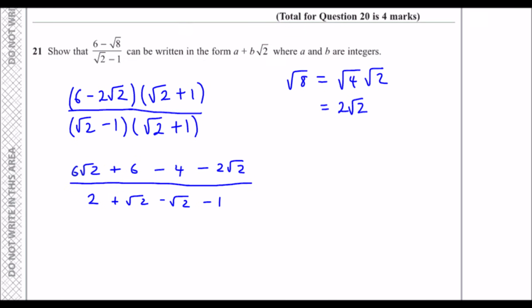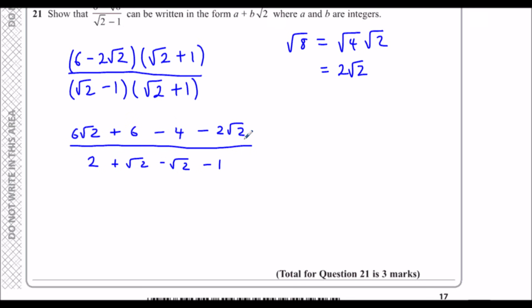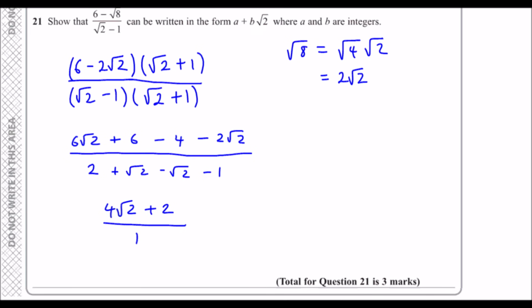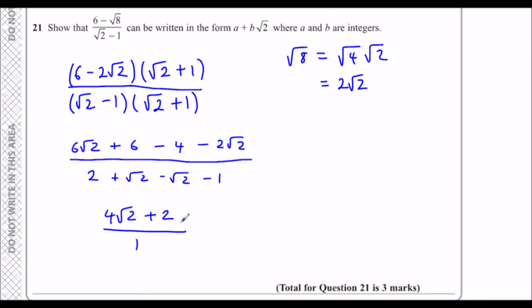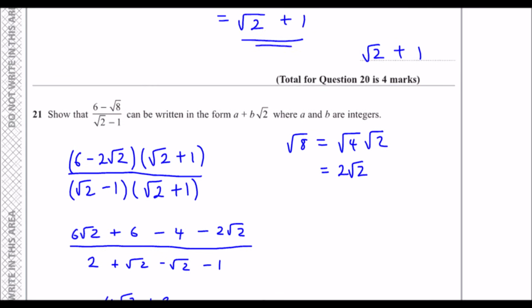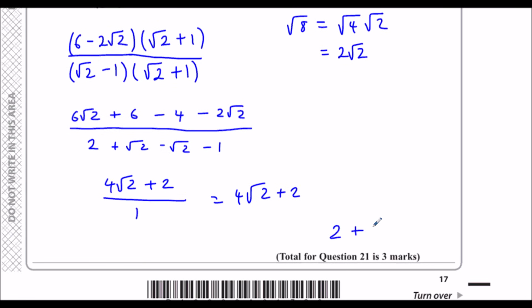So now collecting the like terms, we've got 6 root 2 take away 2 root 2, which is 4 root 2. 6 take away 4, that's 2. And on the bottom, 2 take away 1 is 1. And root 2 take away root 2 is nothing. So the root 2 is cancelled. And that's the whole reason why we did this change of sign in the first place. So I've got 4 root 2 plus 2 over 1, which is 4 root 2 plus 2. Or I can write it the other way round as 2 plus 4 root 2.